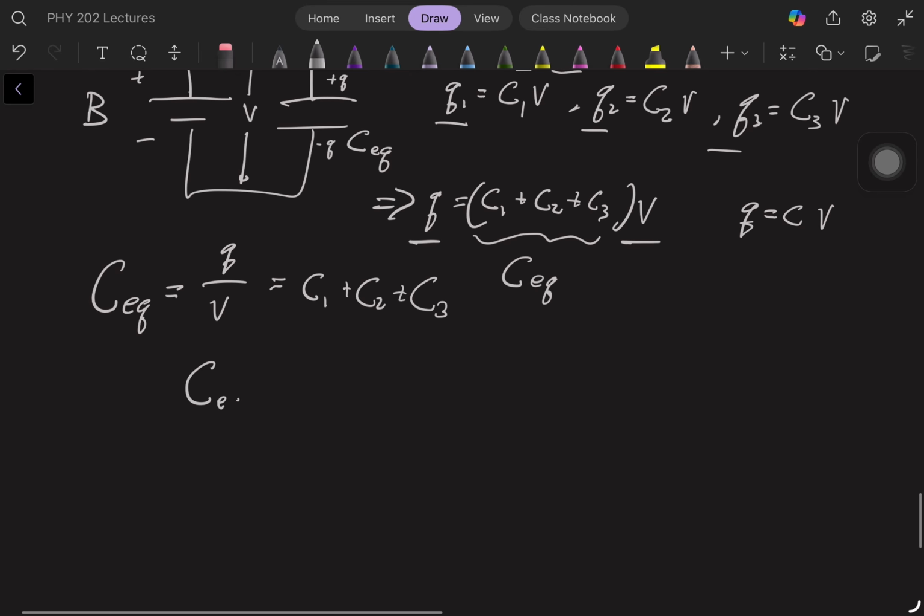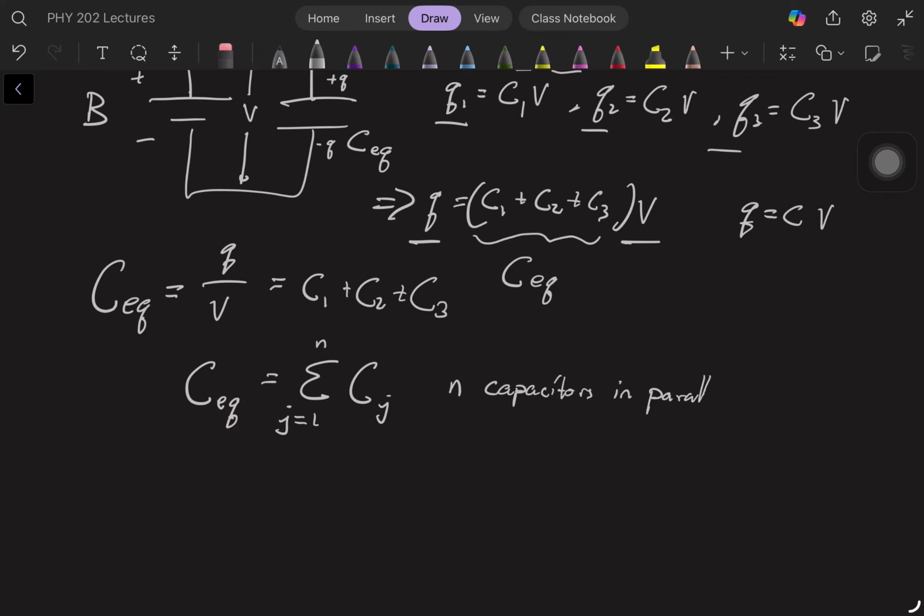Right, or we could rewrite that as CEQ equals the sum from J equals 1 of CJ, for N capacitors in parallel. Usually we have I as our index, but I is going to be current, so you're going to use a J.